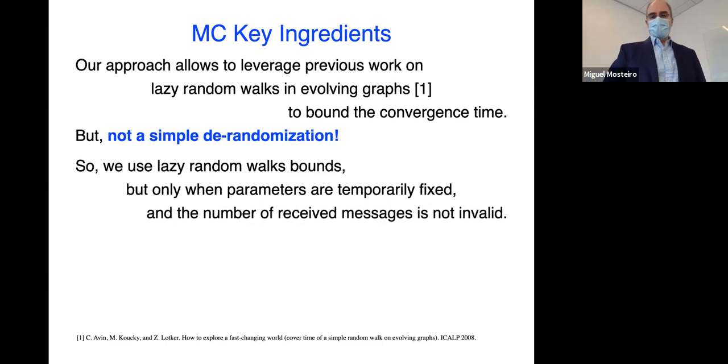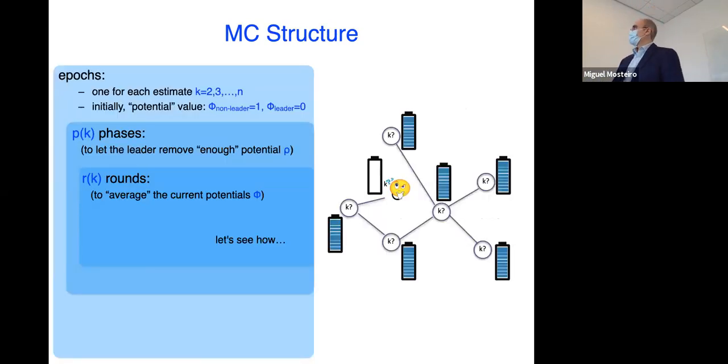And that is what I'm going to explain to you now. The structure of the algorithm is more or less this one. It's conceptually divided in epochs. Each epoch corresponds to one estimate of the network size. So we have this variable k, that is our estimate of the network size. We start with 2 and we increase one by one, 2, 3, 4, and so on, up to n when we finish the computation, when it is detected that the estimate is actually n.